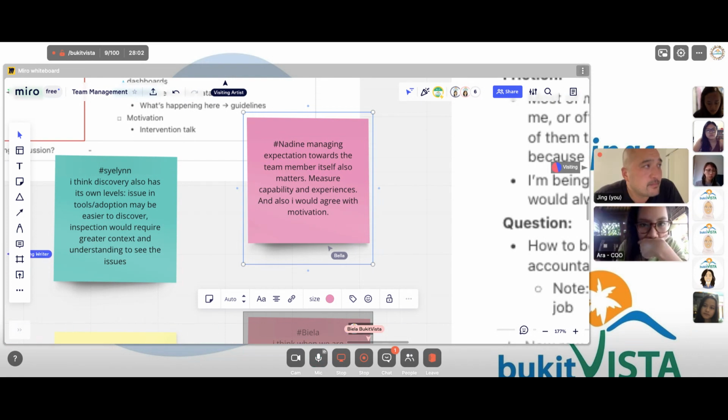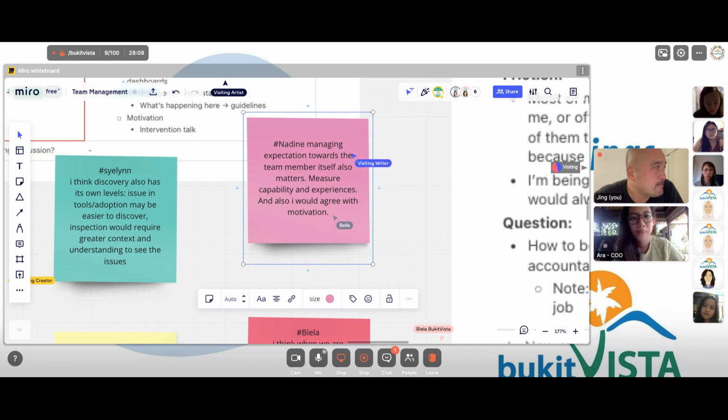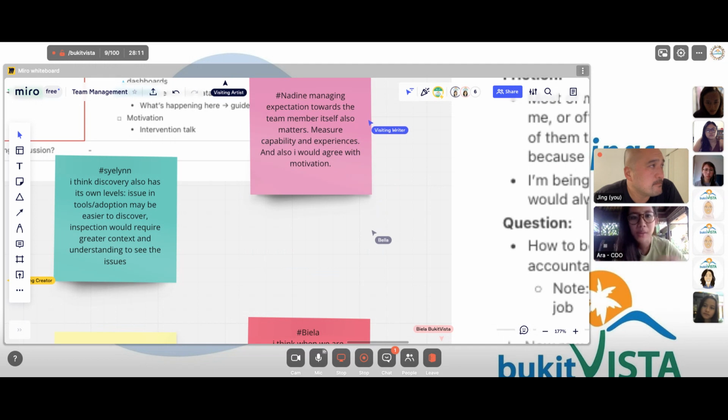Okay. Managing expectations towards team members itself also matters. Measure capability and experiences, and also I would agree with motivation. Yeah, pretty much the same with what I said, right?